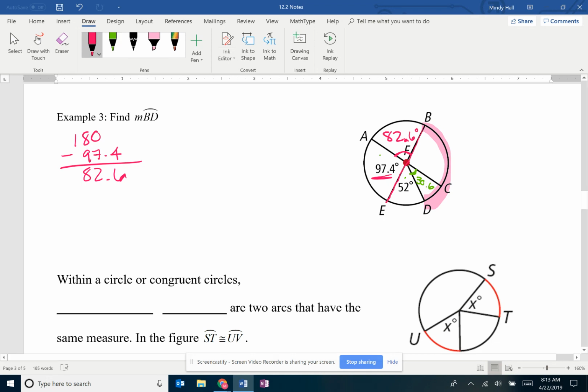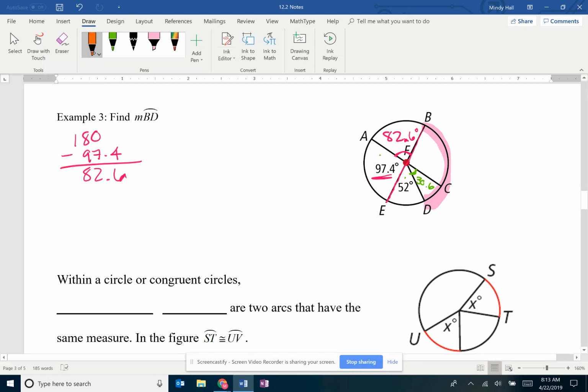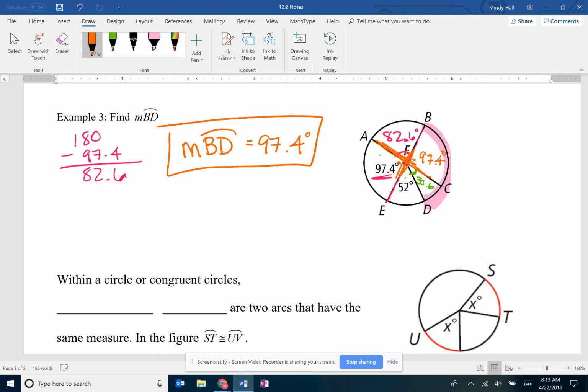Now, some of you may have been even smarter than I am and noticed, hey, wait a second, I see an X right here. And if you recall, when you see an X with angles, those are vertical angles. And so we have this angle here and this angle here, which means angle BC is going to be 97.4 degrees as well. And again, you can double check it with supplementary angles if you want. But because the interior angle is 97.4, I know the measure of my arc is also 97.4 degrees. Okay.